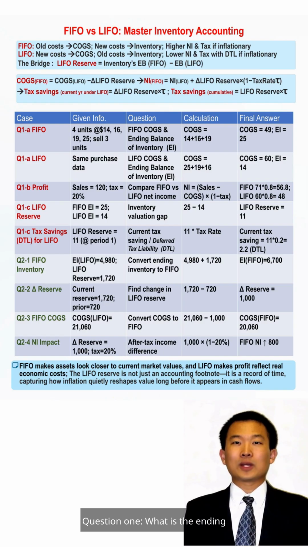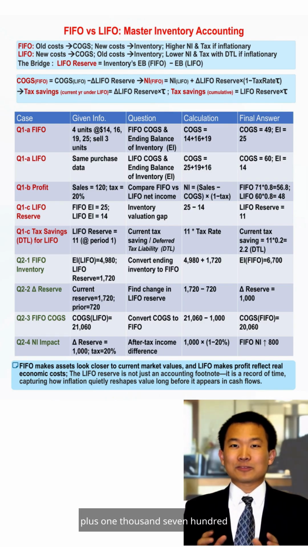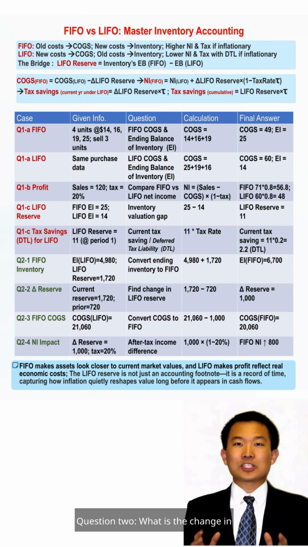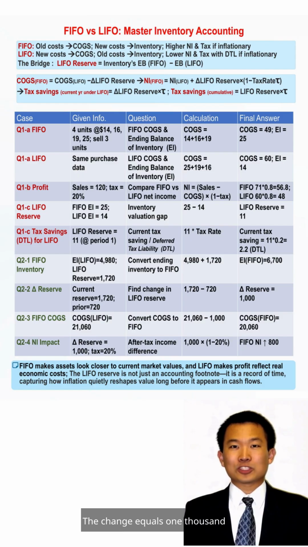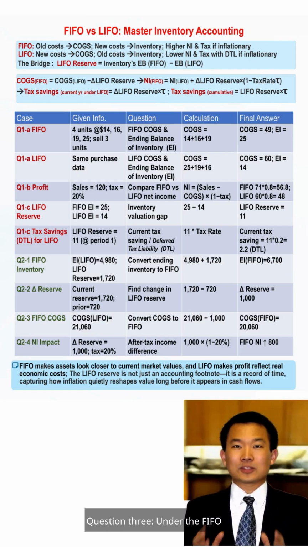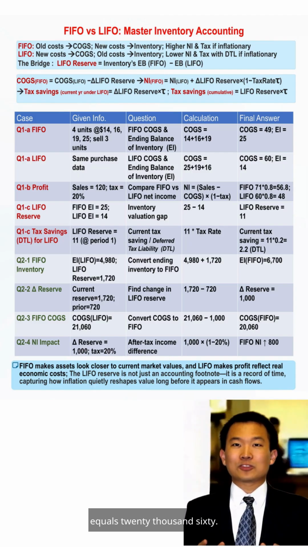Question 1. What is the ending inventory under the FIFO method? 4,980 plus 1,720 equals 6,700. Question 2. What is the change in the LIFO reserve? The change equals 1,720 minus 720, which is 1,000. Question 3. Under the FIFO method, COGS according to the formula is 21,060 minus 1,000, which equals 20,060.